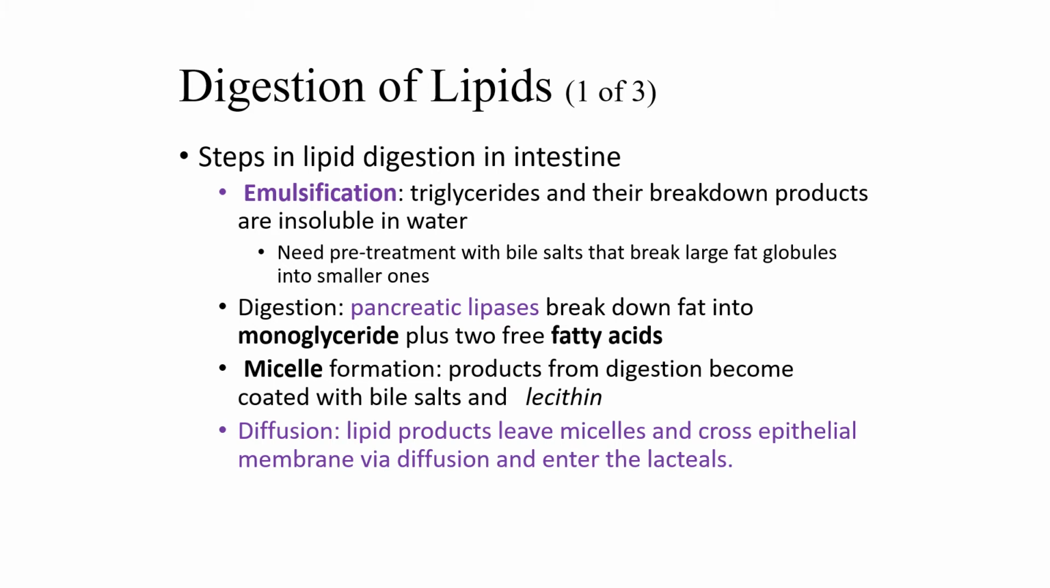These are going to leave the micelles. They cross the epithelial membrane by diffusion, and then they enter the lacteals. The lacteals, not the capillaries, the lacteals. And remember that the lacteals are part of the lymph system. The lymph system is going to dump the lymph carrying fats back into the blood at the heart, and this is how the fat will then be distributed throughout the body for processing.